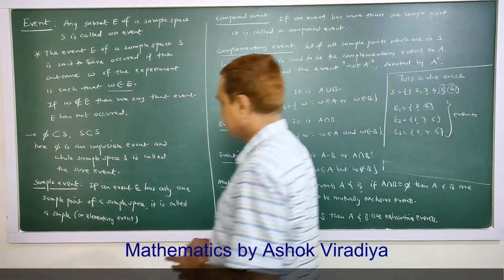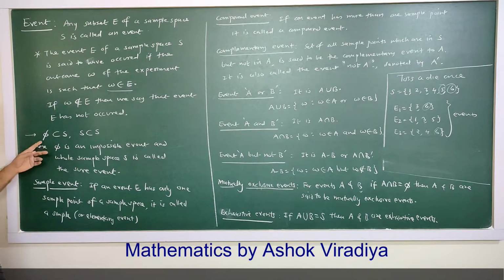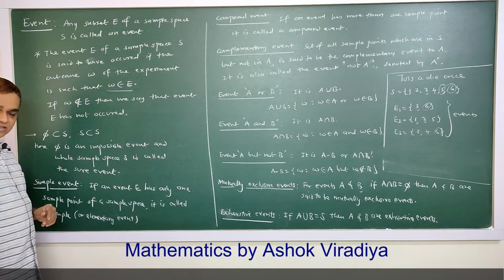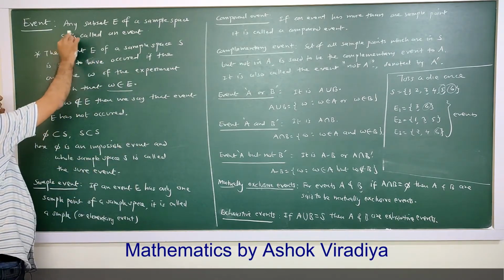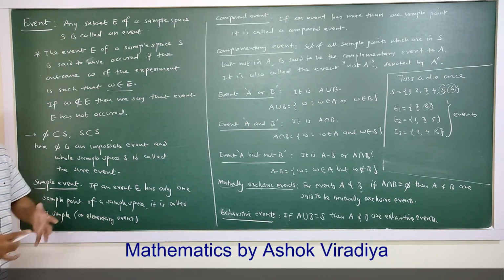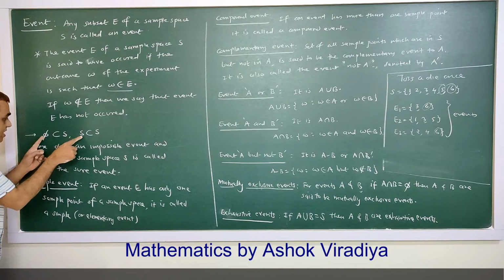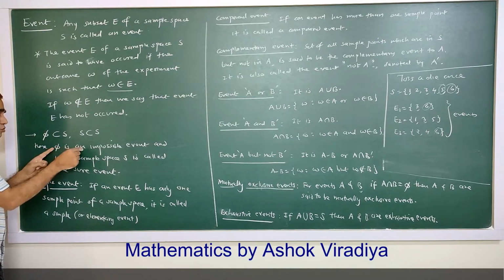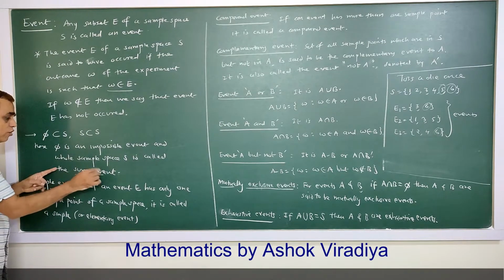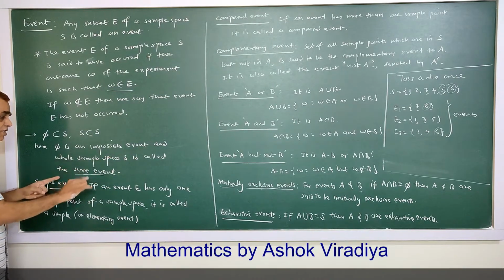Now, the null set is a subset of S. S itself is a subset of S. And we know that any subset E of a sample space S is called an event. So because these are subsets of S, these are also events. The null set is said to be an impossible event, and S itself is said to be a sure event. The whole sample space S is called the sure event.